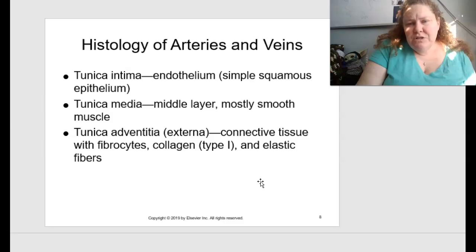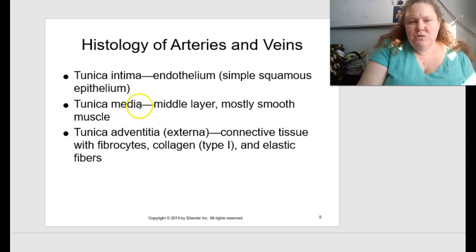So the histology of arteries and veins, you have the tunica intima, and this would be the endothelial cells. And these are composed of your simple squamous epithelial cells. So go back to your anatomy and physiology basics, where we have to remember the difference between the squamous cells, cuboidal cells, etc.